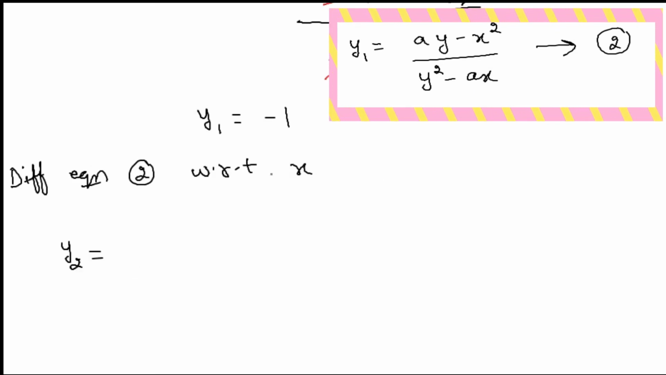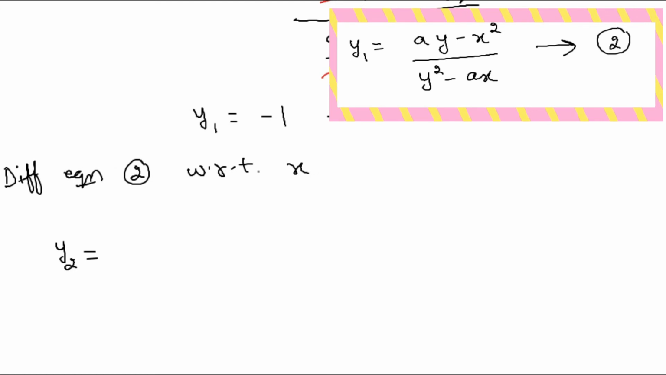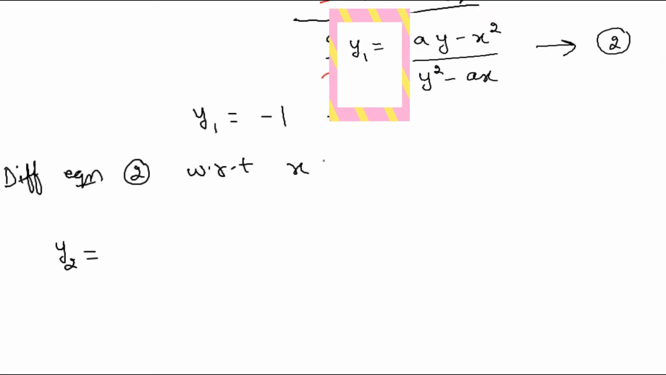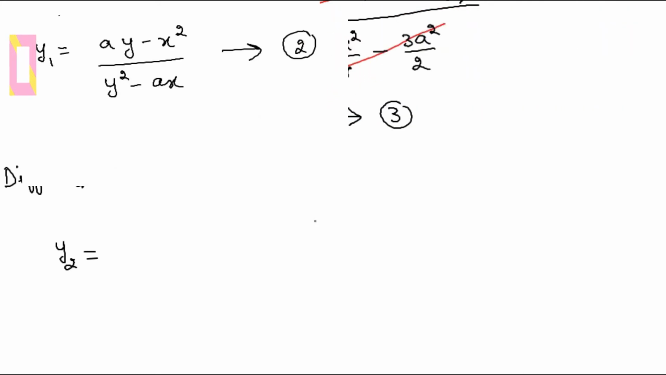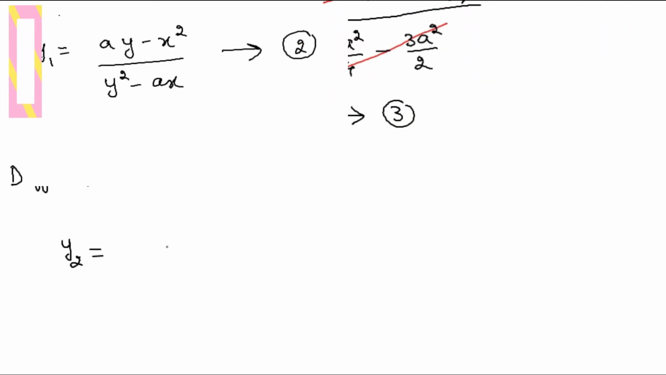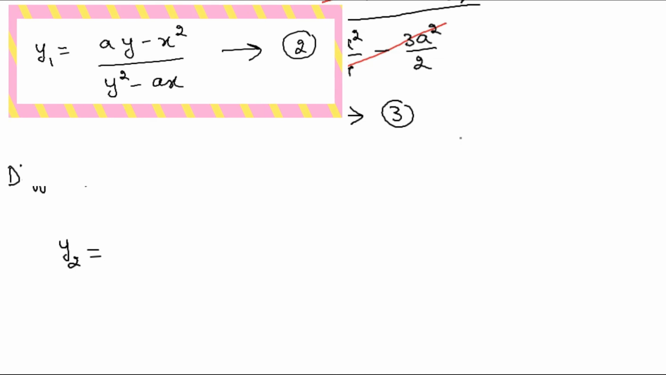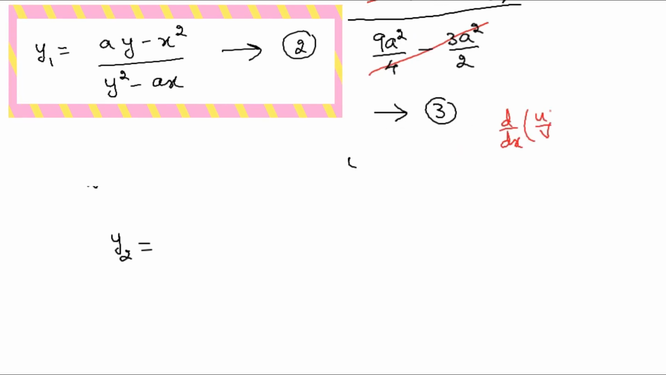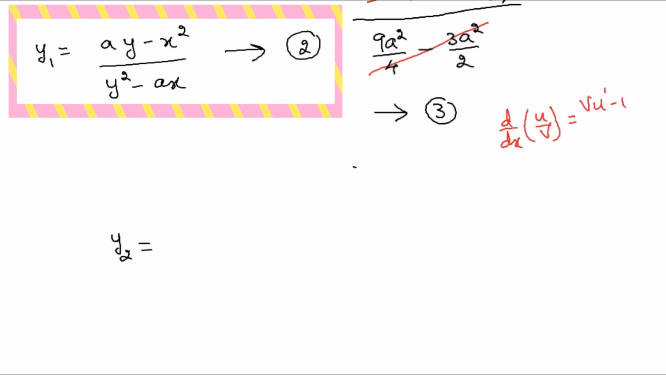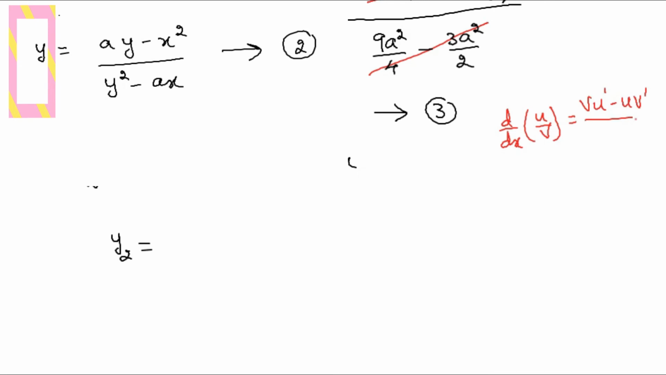Try to observe on the right hand side the numerator value is ay minus x square divided by y square minus ax. Since we have the variables x and y both in the numerator and denominator, we are going to use the quotient rule, u by v rule. So this is the quotient rule: d by dx of u by v will be equal to vu dash minus uv dash divided by v square.